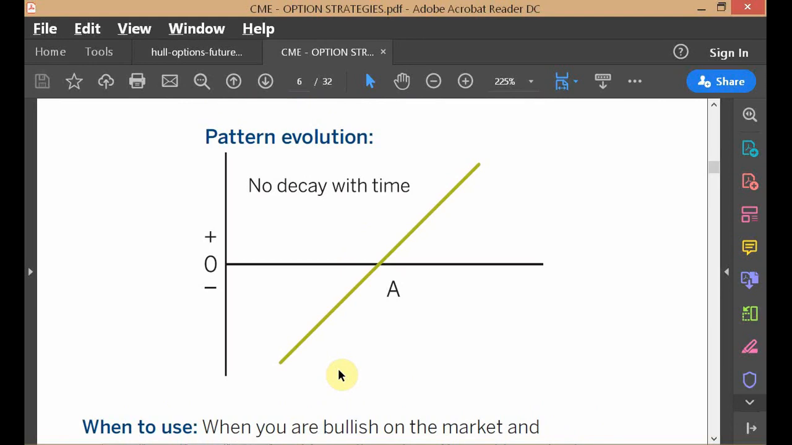What is the synthetic equivalent of a long futures position? Anybody want to guess? Just think about it conceptually. Can you create the same result as a long futures position by using options? Is my question clear? The result here means the same payoff. In general terms we say economic outcome; in specific terms we talk about payoffs, the payoff diagram. This is a long futures payoff diagram, and we want to create the same payoff diagram using other instruments, the synthetic equivalent.